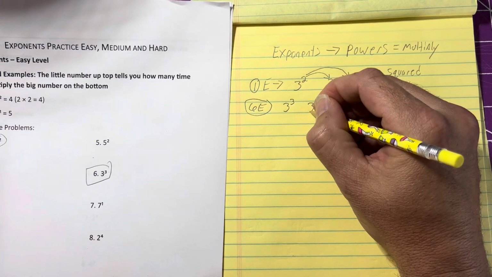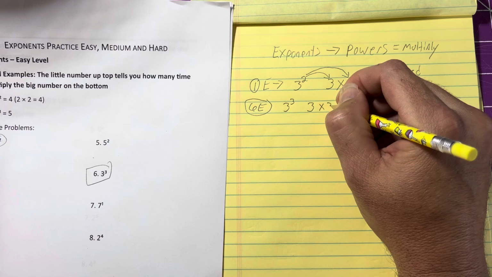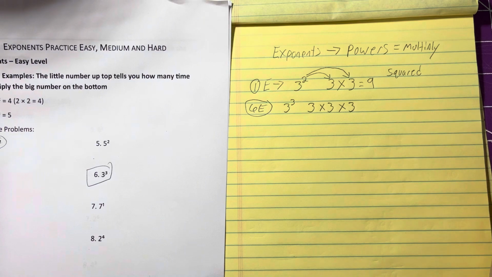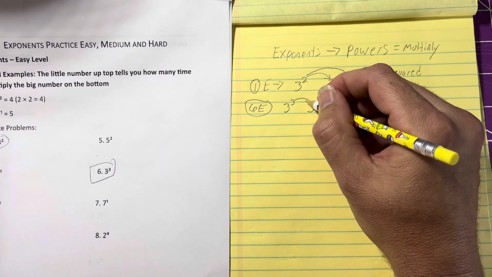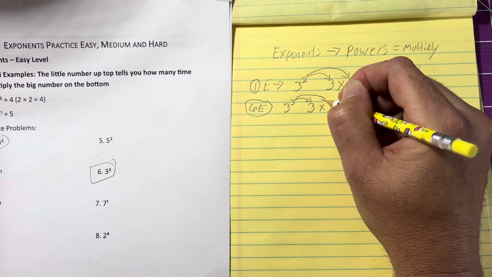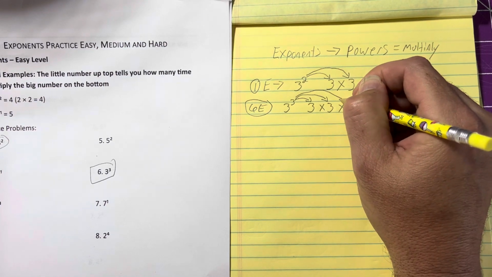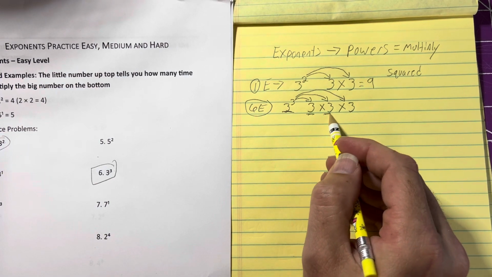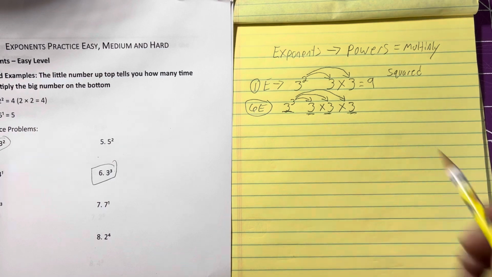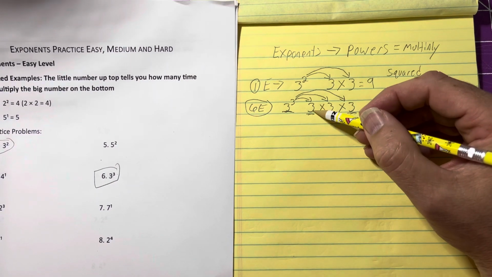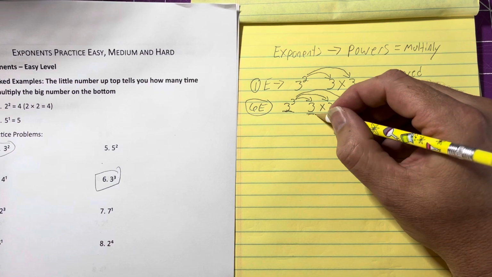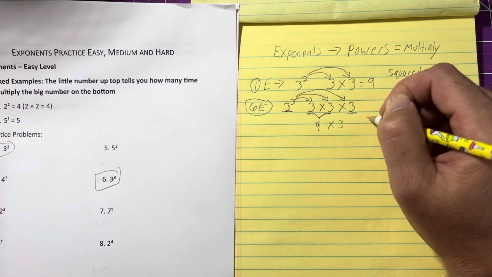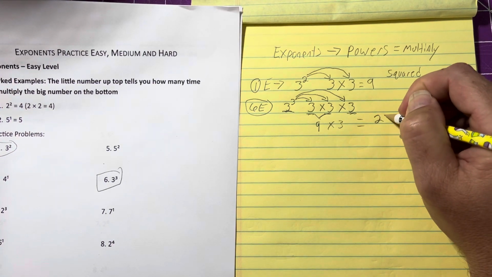That gives us 3 times 3 times 3. Once, twice, 3 times. It's always our base number that we're multiplying. And our power is how many times we multiply that base number. So let's work it out. 3 times 3 is 9. So then I got 9 times 3. 9 times 3 equals 27.